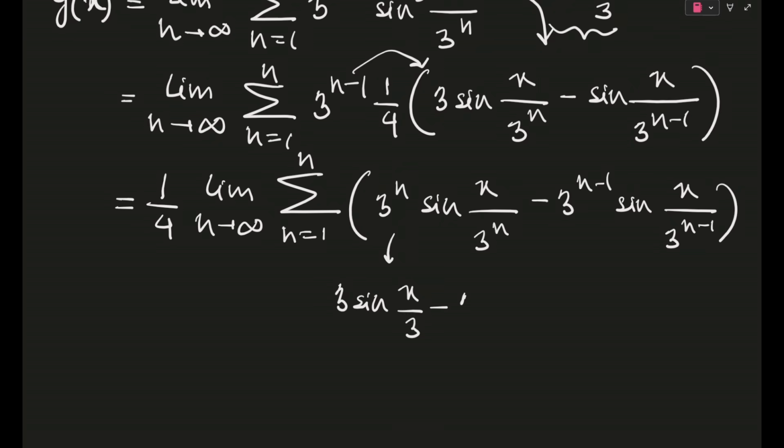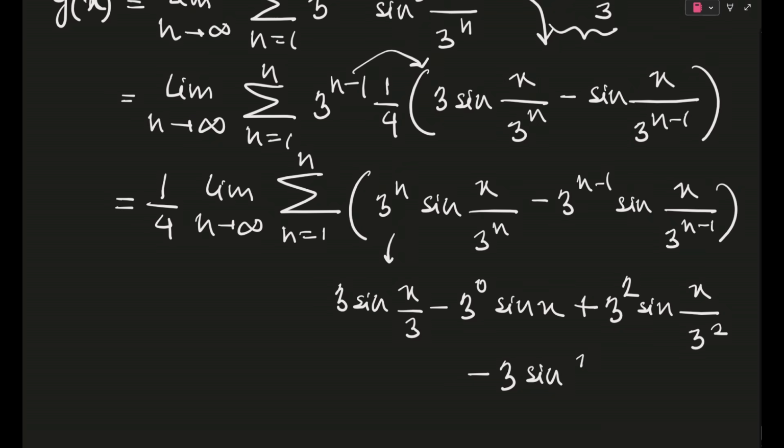Next term will be 3 power n minus 1, so 3 power 0 sine of x by 3 power 0, so only sine x. And next term will be, I guess, 3 square sine of x by 3 square minus 3 power 1 sine of x by 3. Okay, yes, this is what I was actually searching for.